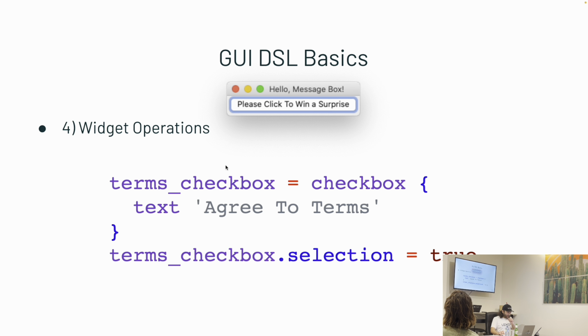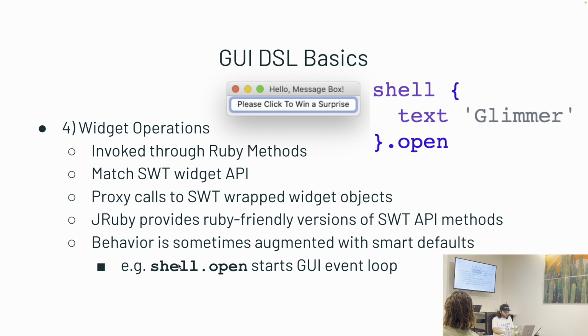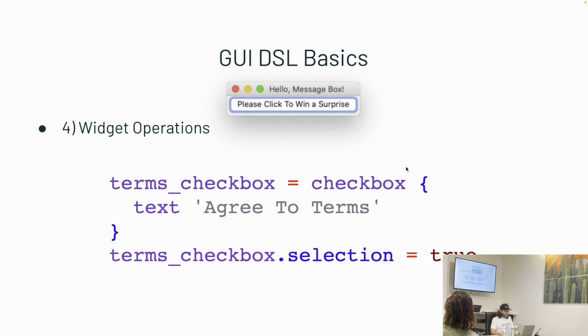But here's an example of operations. So, I already showed one, which is opening a window. So that's why here we say dot open. But also, if I have a checkbox, for example, and I built it, the Ruby object returned is a checkbox, and then I can say here dot selection equal true. And this is the clean Ruby way of doing it. And JRuby gives you that automatically. So in Java, the API is actually set selection.